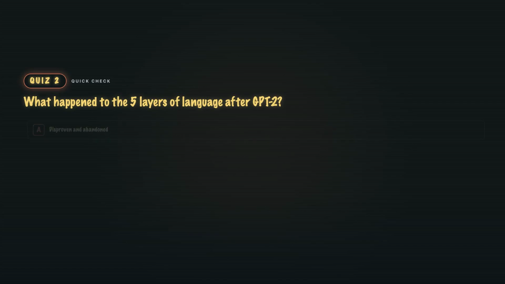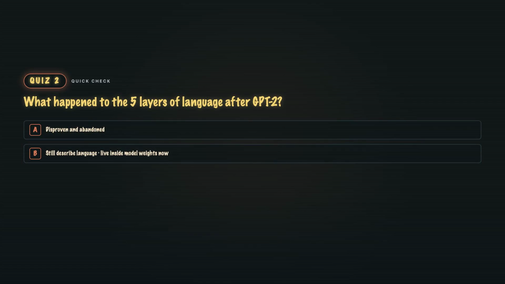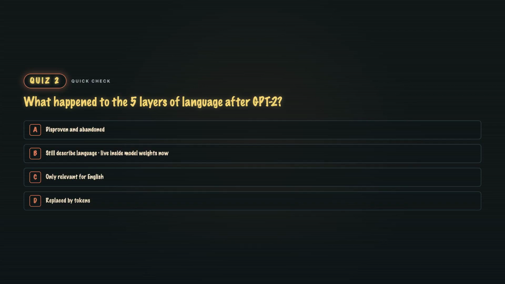Quiz 2. What happened to the 5 layers of language after GPT-2? A. They were disproven. B. They still describe language. They just live inside model weights now, not pipeline diagrams. C. They became English only. Or D. They were replaced by tokens.